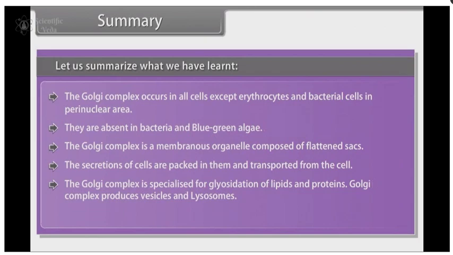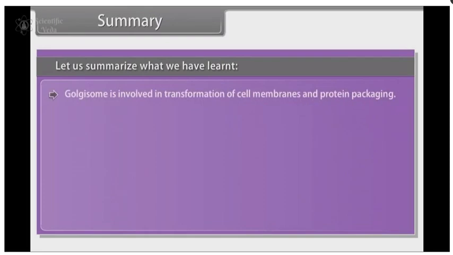The Golgi complex produces vesicles and lysosomes. ETC is a component of the Golgi complex. The Golgi complex is involved in transformation of cell membranes and protein packaging. The Golgi complex is the export house of the cell.